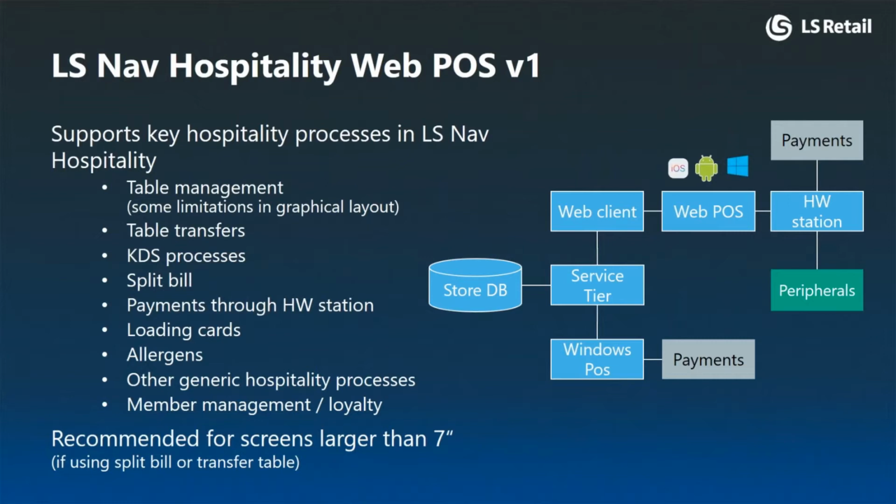So, what is included in our Hospitality Web POS version 1? We support the following key processes in this release. The table management process using the table list view or table grid view, but you can also use the graphical table layout with some minor limitations. This is of course essential for taking the order at the table and managing the guests and sending to the kitchen, etc.